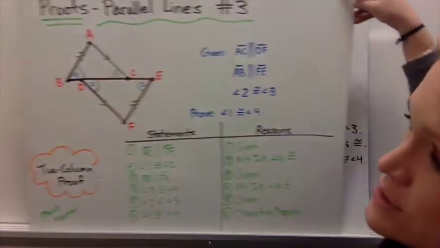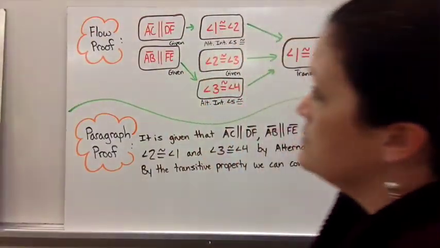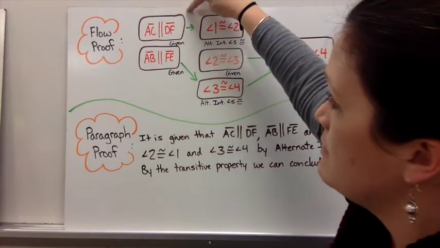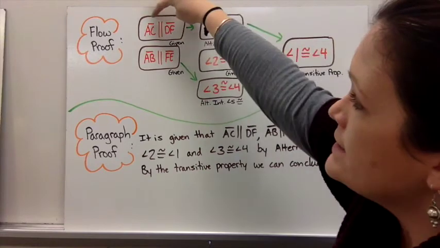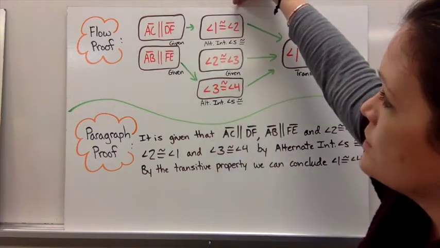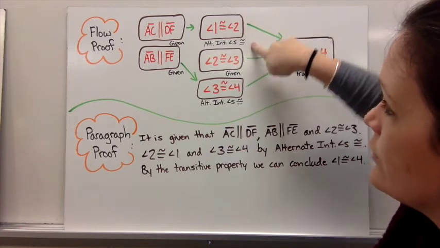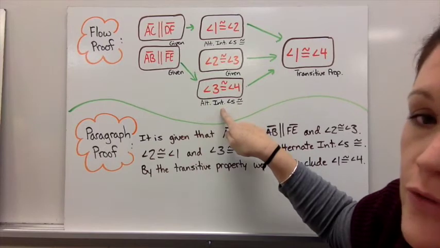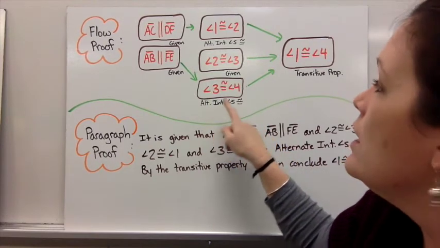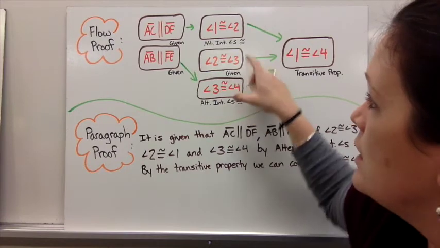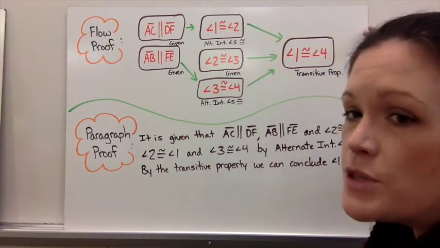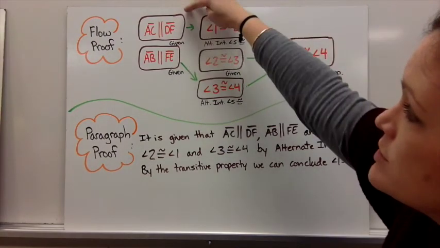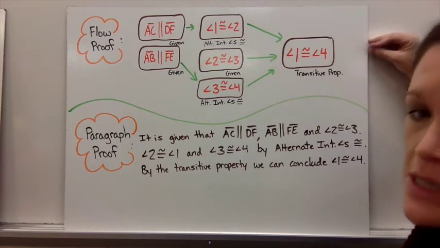Let's just look at the other two ways to write it. So we have the flow proof for example 3. I put the two given statements about parallel lines first. AC is parallel to DF gives me angle 1 is congruent to angle 2 because those are alternate interior angles. AB is parallel to FE gave me that angle 3 was congruent to angle 4 because those were alternate interior angles. Then we were given angle 2 is congruent to angle 3. And then these three statements come together to help us with the transitive property to prove that angle 1 is congruent to angle 4. So it flows with what was given, what it gave me, and how I can put it together in the end.